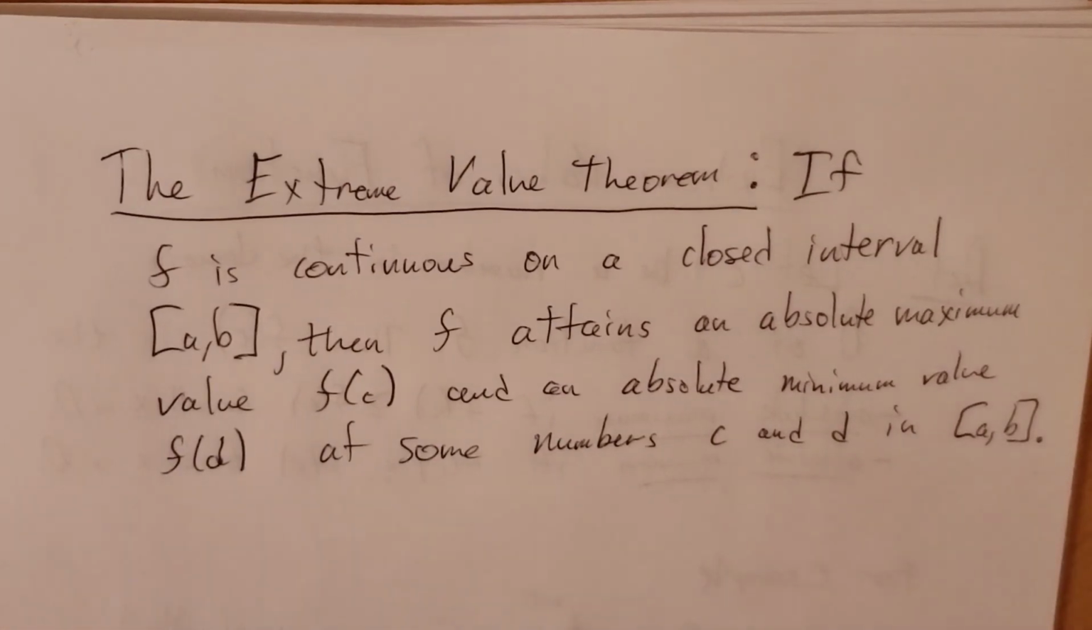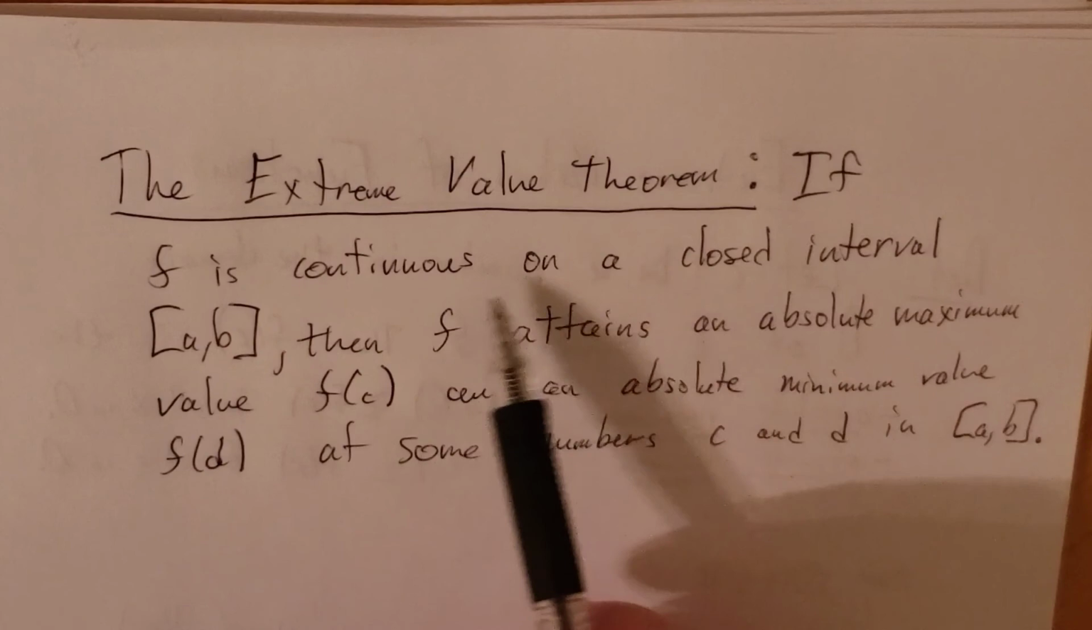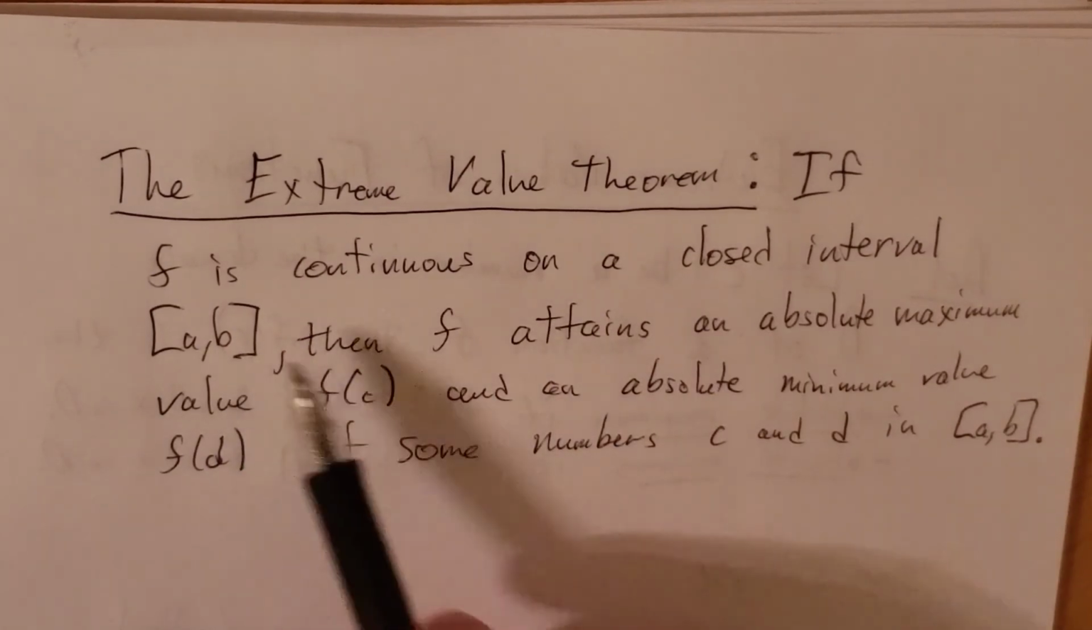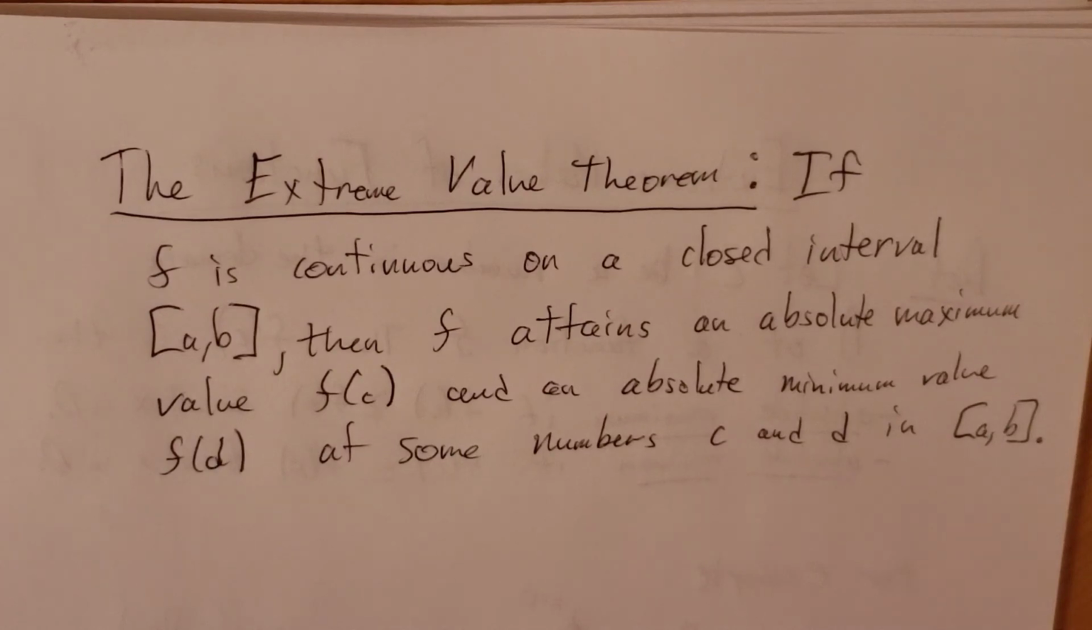So what does this mean? This just means if we have a function which is continuous on a closed interval, then we're guaranteed to have an absolute maximum or an absolute minimum somewhere within that closed interval. We get both an absolute maximum and an absolute minimum.